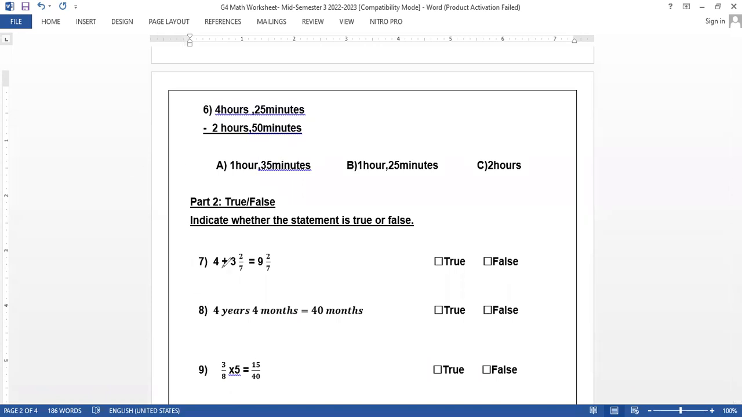Now we have whole number 4 plus 3, 2 out of 7. Because here we have no fraction part, we keep the fraction as it is, 2 out of 7. Now we add the whole number with the whole number. 3 plus 4 equals 7. So the answer should be 7, 2 out of 7. So it's false because they have put 9.